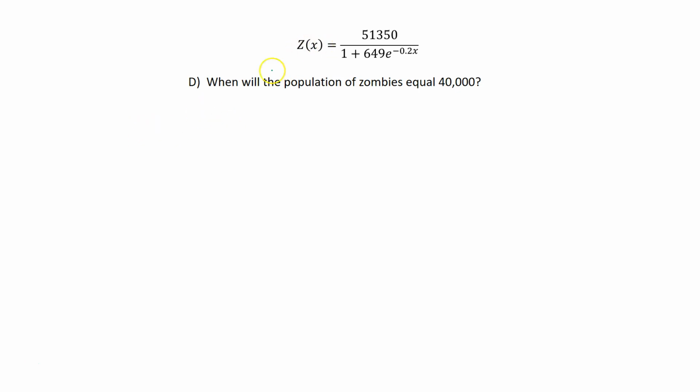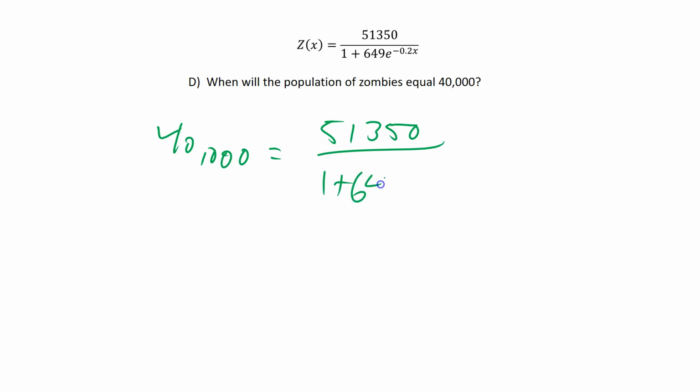So now I know the population is 40,000. And I want to know what x is. 51350 divided by 1 plus 649 e to the negative 0.2x.